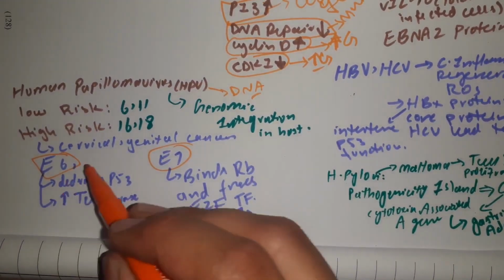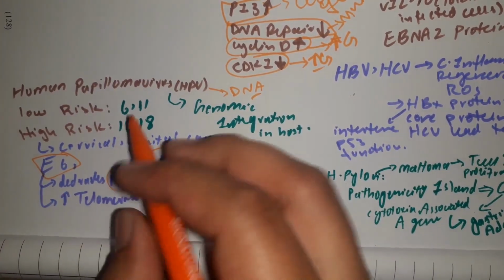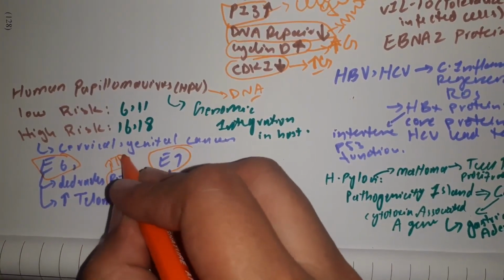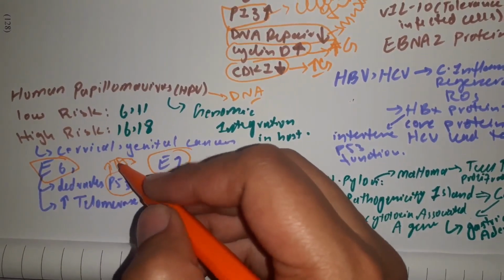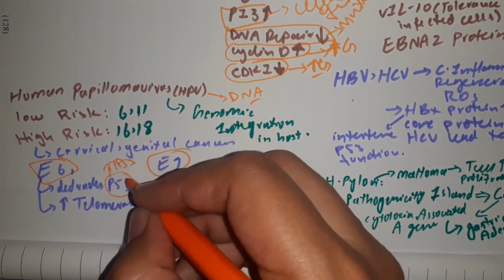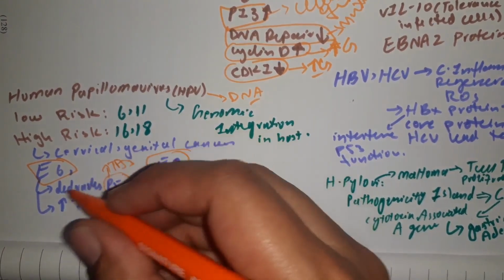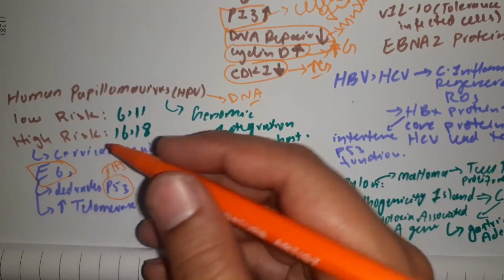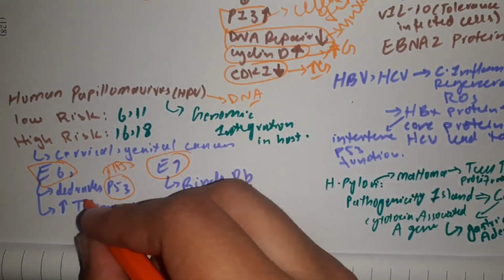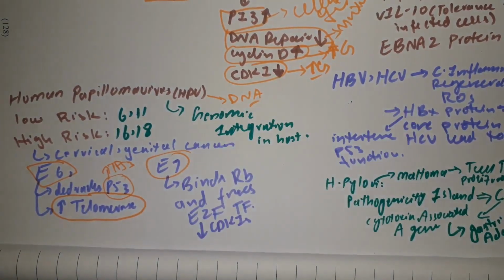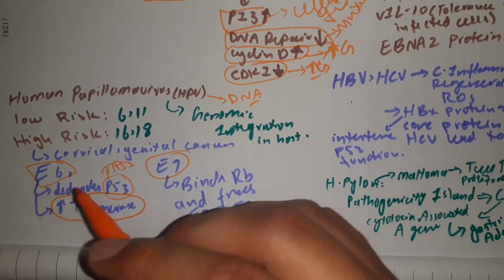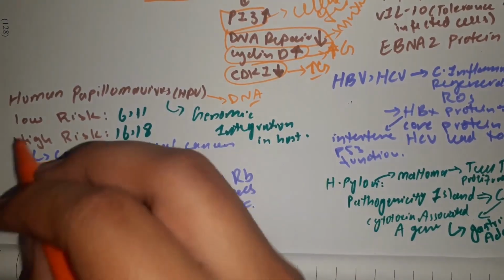So what happens? E6 protein basically degrades p53, which is the product of the TP53 gene, which is a tumor suppressor gene, and it also upregulates telomerase. So when TP53 is degraded, tumor suppressing effect is lost, and it leads to increased cellular growth and increased mutation and increased tumor production. And increased telomerase expression also gives immortality or limitless replicative potential to the cell, which is basically a hallmark of cancer. So this limitless replicative potential and degradation of p53 are basically responses of the E6 protein.